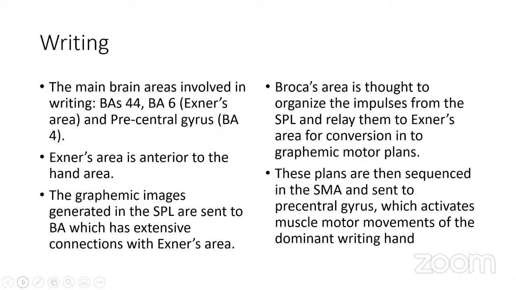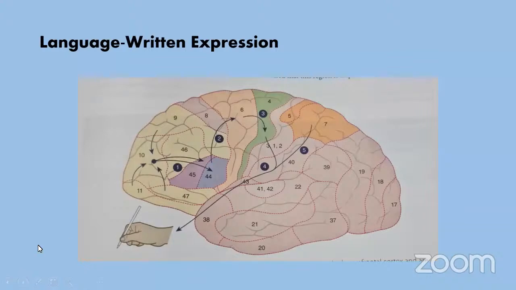These plans are then sequenced in the supplementary motor area, that is Brodmann's area 6, and the precentral gyrus, which is Brodmann's area 4, which activates the muscle motor movements of the dominant writing hand. You can see the origin of the concept and its spread to Broca's area. From there, the second step is to the supplementary motor area, then to the premotor cortex, and from the premotor cortex to the muscles controlling the hand, and the superior parietal lobe, which controls the visuospatial aspects of writing. So this is writing expression, which we have seen.